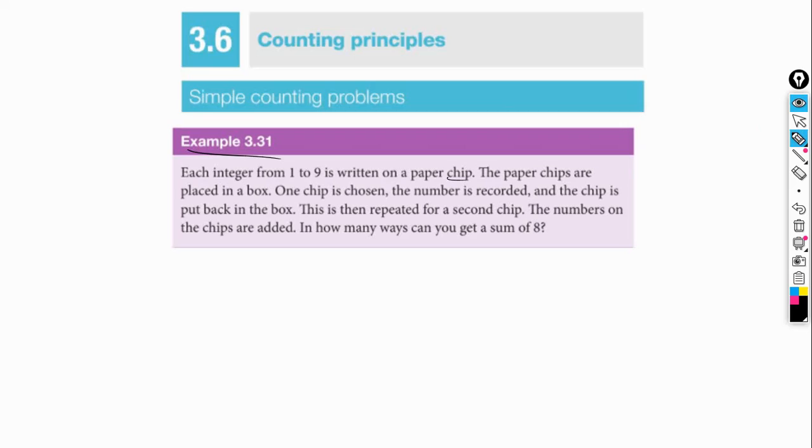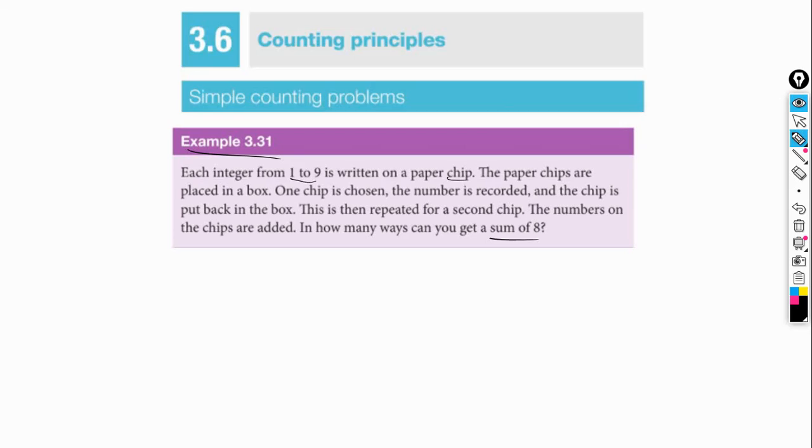The paper chips are placed in a box. One chip is chosen, the number is recorded, and the chip is put back in the box. This is then repeated for a second chip. The numbers on the chips are added. In how many ways can you get a sum of 8? Okay, so how many ways can we get a sum of 8? And it says that the chips are from 1 to 9.